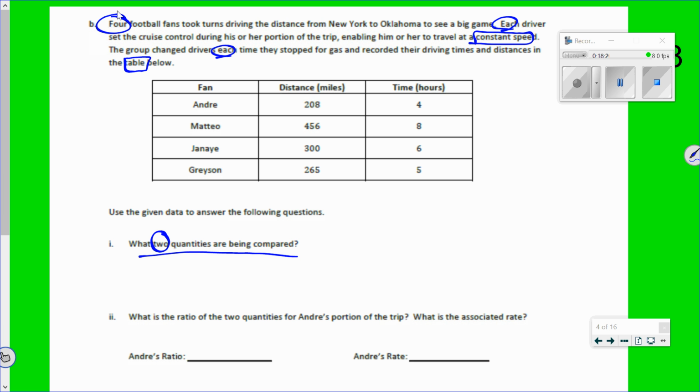Is distance a quantity? Sean? Miles and hours. The 2 things being compared are distance and time, but when we talk about quantities, that's a measurement, correct? So the measurements are miles and hours. Does everybody understand the difference?